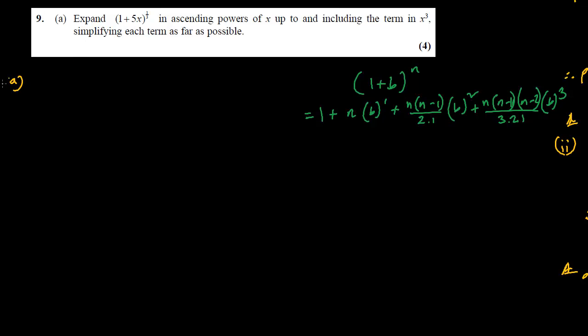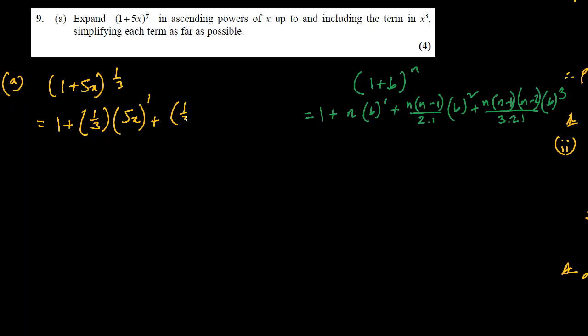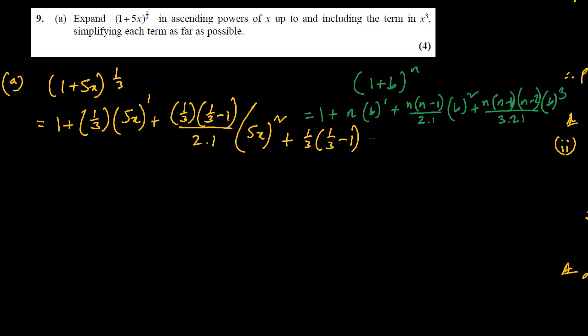So what we have to do over here is 1 plus 5x to the power 1 by 3, and it would be 1 plus n times b to the power 1, where b is 5x, plus the next one is going to be n(n minus 1) over 2 into 1, 5x to the power 2, plus the next one is going to be n(n minus 1)(n minus 2) over 3 into 2 into 1, 5x to the power 3. And to denote that it is going to go on forever, we're going to write plus dot dot dot.